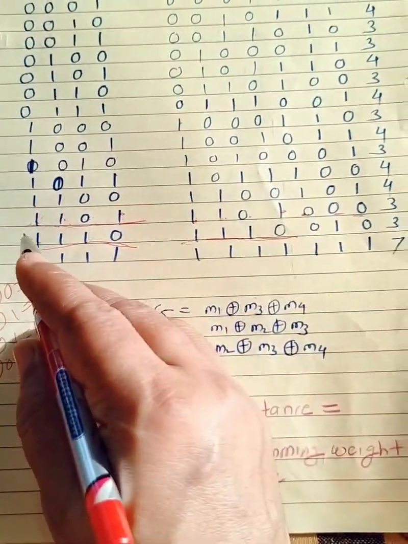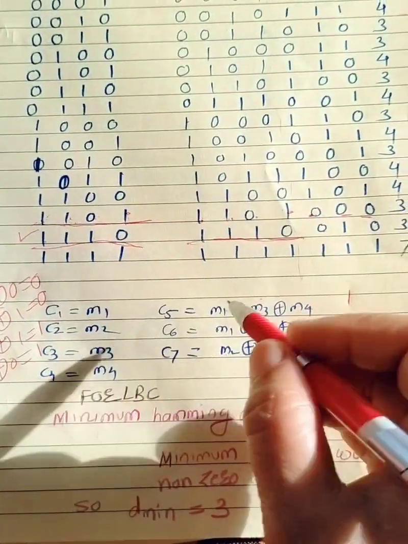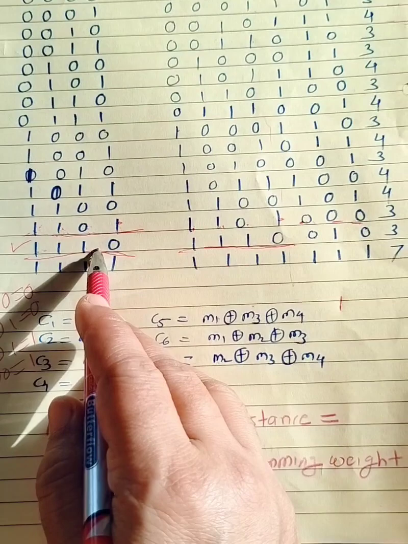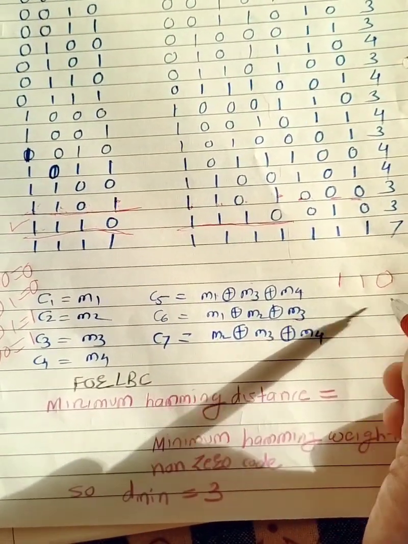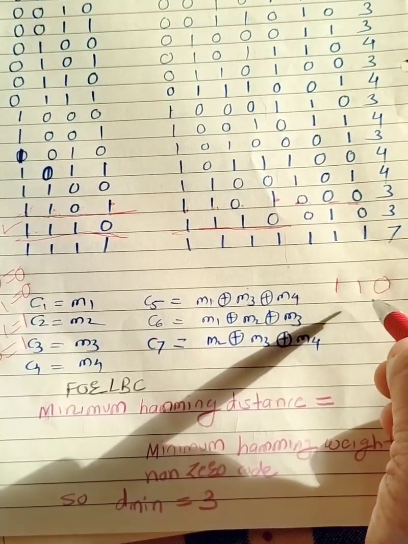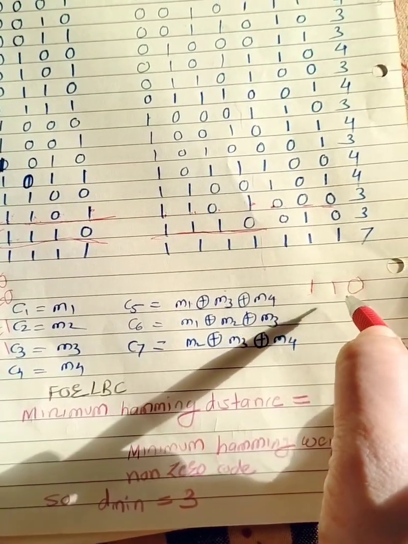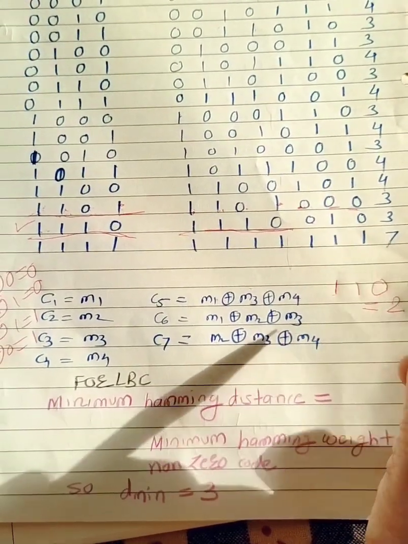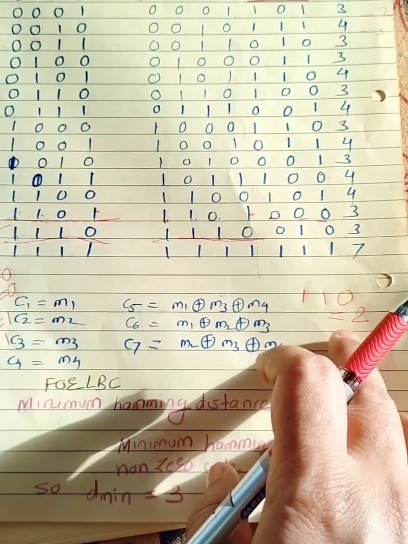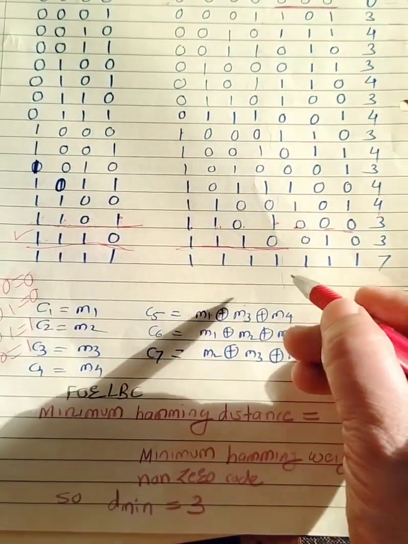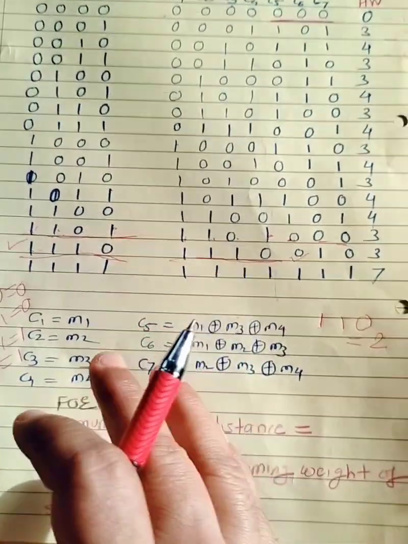So what is M1? M1 is 1 in this example, M3 is 1, M4 is 0. So don't do the XOR operation all the time. See how many ones are there. The ones are even, that is 2. So if ones are even, then the answer of the XOR operation will be 0. So you got 0 here. That is a very easy method compared to doing XOR every time.